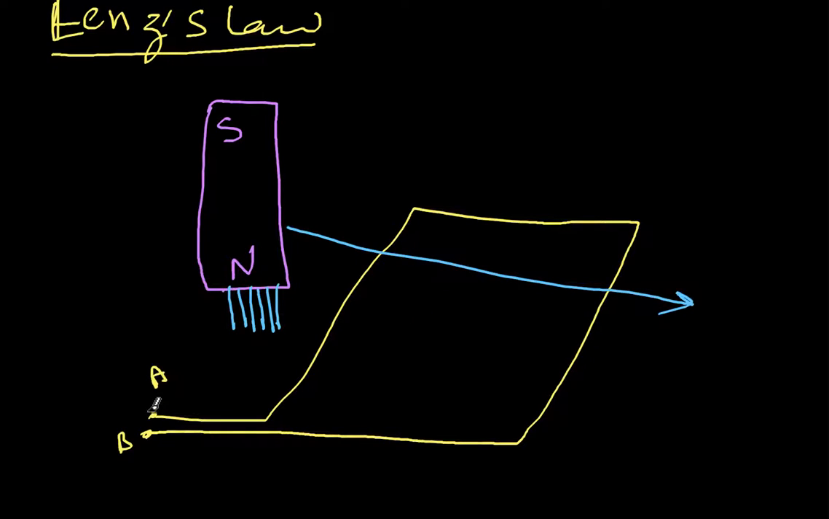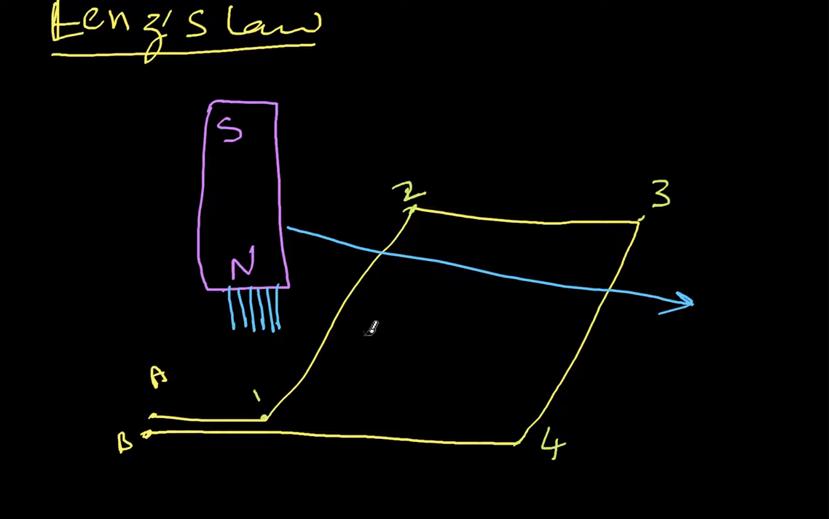My question is, what will be the direction of the EMF induced in this conductor and in this conductor? Let's mark these points: this point as 1, this point as 2, this point as 3, and this point as 4. Among these points 1, 2, 3, 4, what is the direction of EMF induced?